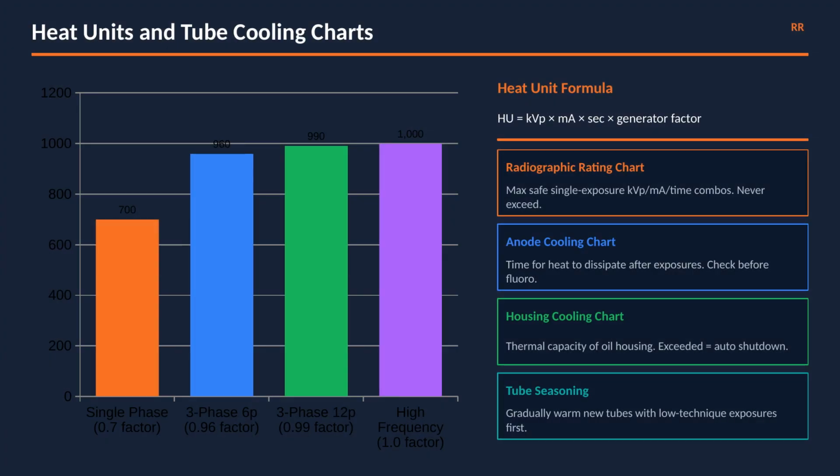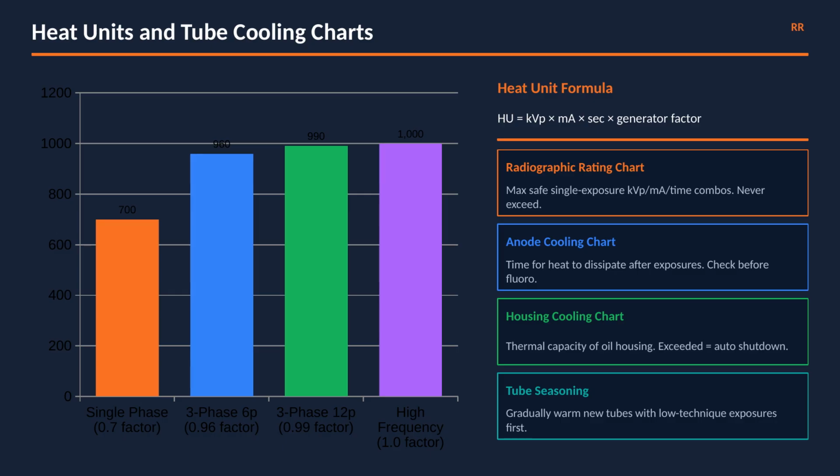Because 99% of electron kinetic energy becomes heat at the anode, heat management is the most critical engineering challenge in X-ray tube design. Heat units, HU, quantify the thermal load. The formula: HU equals kVp times MA times seconds times the generator factor.